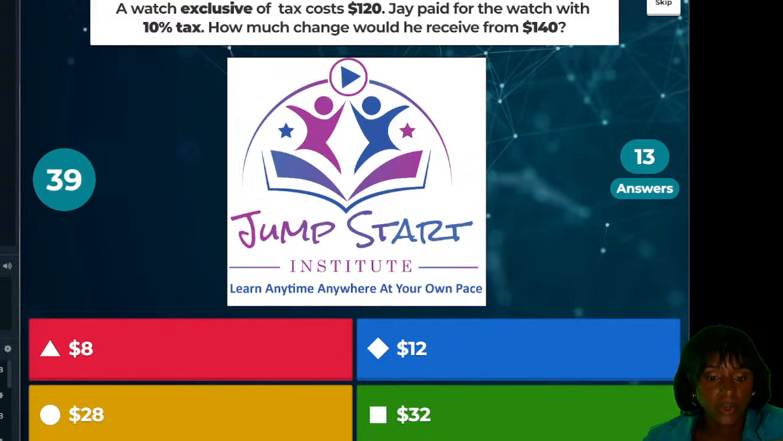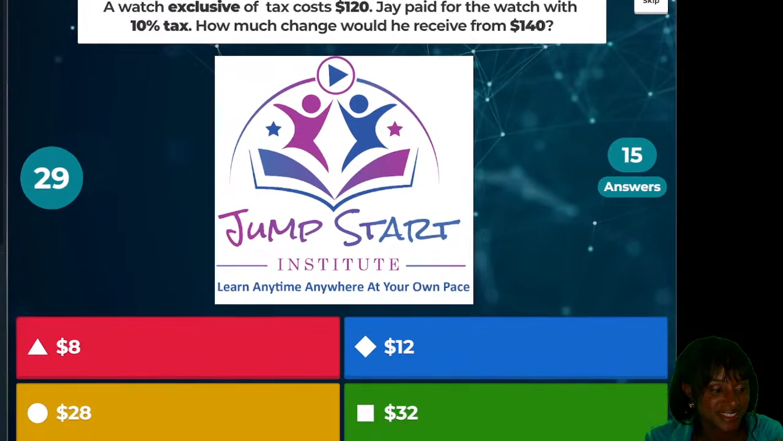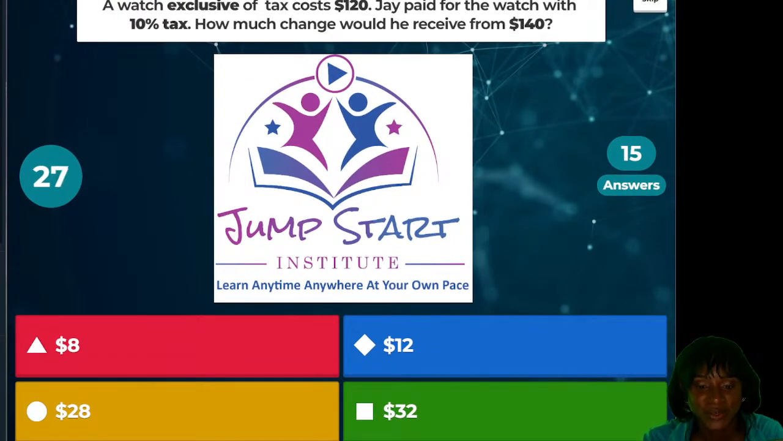Okay, so remember when you calculate your tax now, everybody should know how to calculate what's 10% of 120. You all should know that by now. We don't need a calculator for that. We are mathematicians. We just move our decimal point. Quick maths, quick maths.